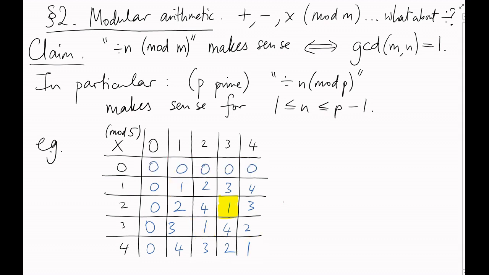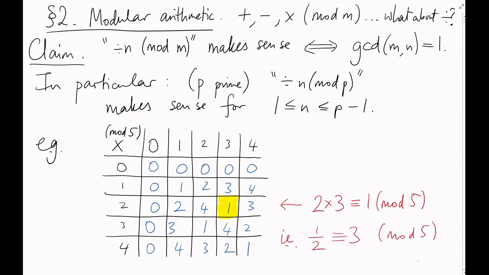For example, this 1 here says that 2 times 3 equals 1, or in other words, 1 divided by 2 equals 3. Division by 2 is multiplication by 3 modulo 5. We'll use this implicitly from now on, and we'll build on it in future videos. For now, here's a useful corollary.